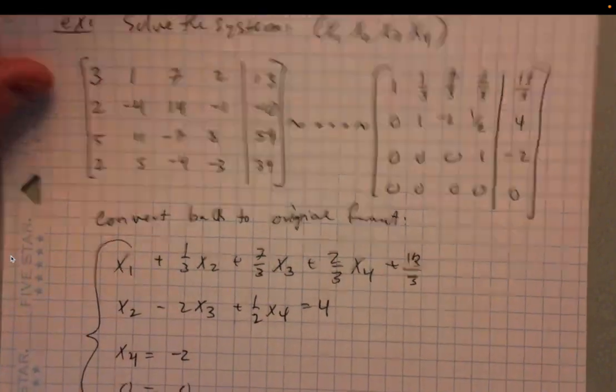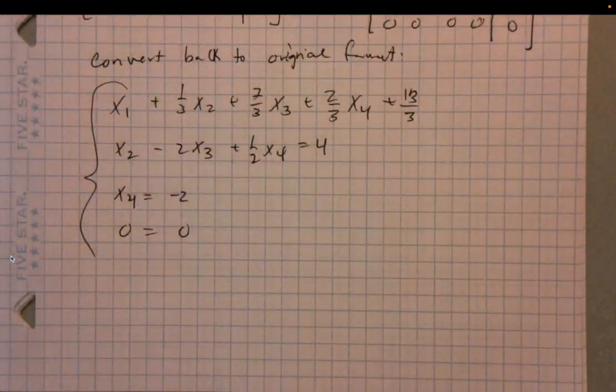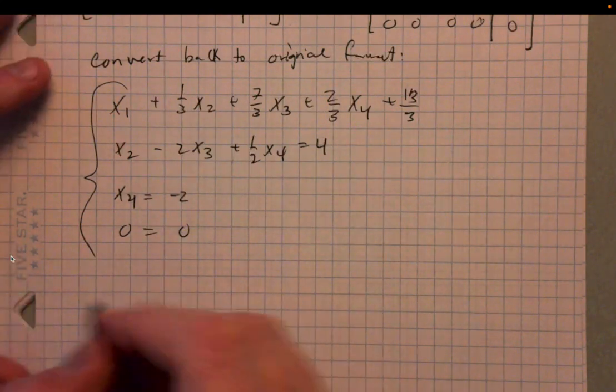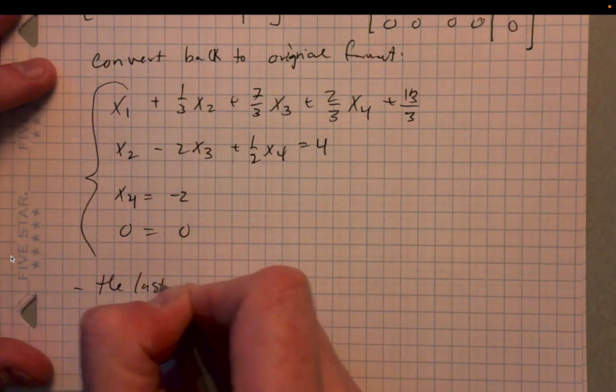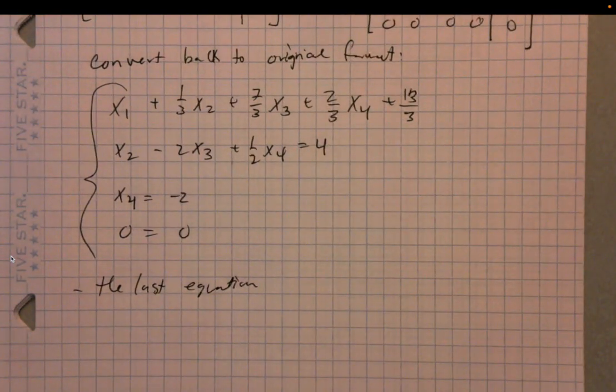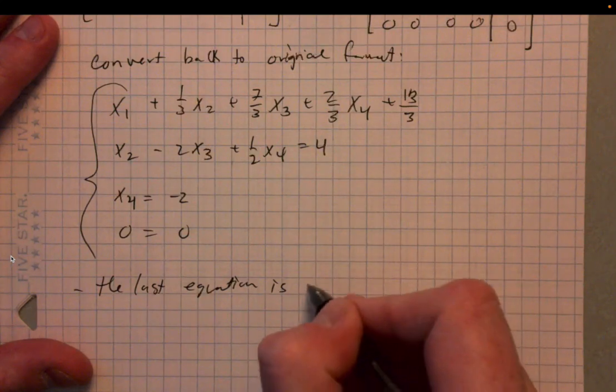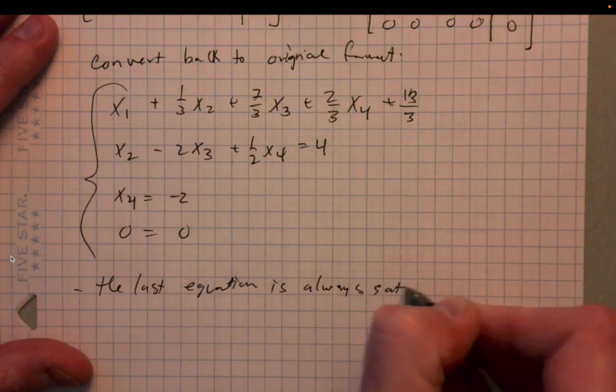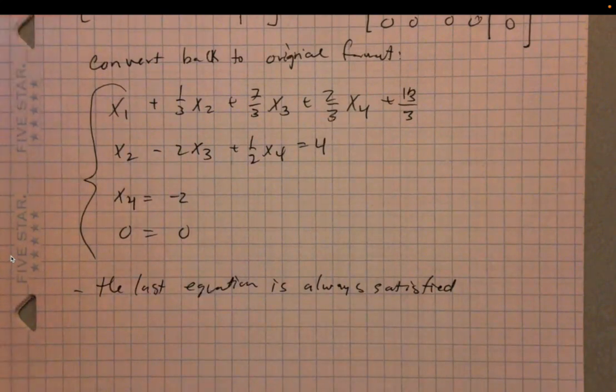Now we need to get to this so we can reason about what's going on here. A couple things to notice. First, the last equation basically gives us no information about the solution space. It's always satisfied. It doesn't care what x1, x2, x3, or x4 is. It's always just 0 equals 0, so that last equation isn't helpful. The third equation tells us x4 equals -2.